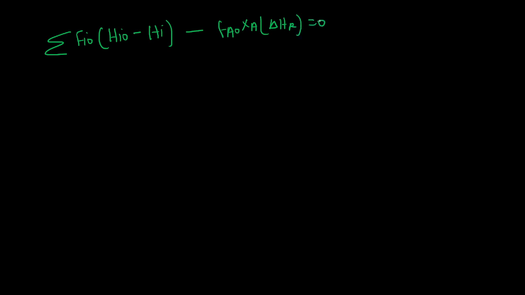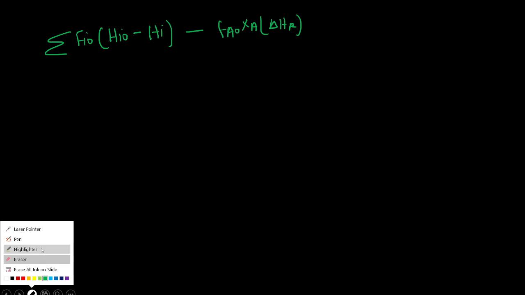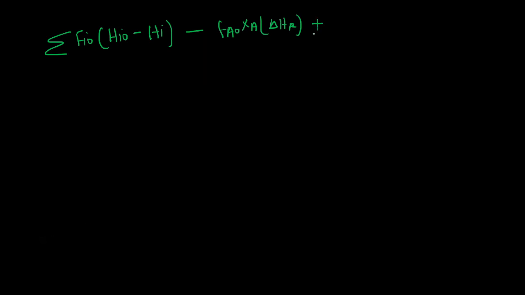So if we talk about total overall balance, can I write that summation of Fi naught (Hi naught minus Hi) minus Fa naught Xa delta H of R is equal to 0, right? Sorry, two more important things were there, that is plus minus Q minus W is equal to 0.